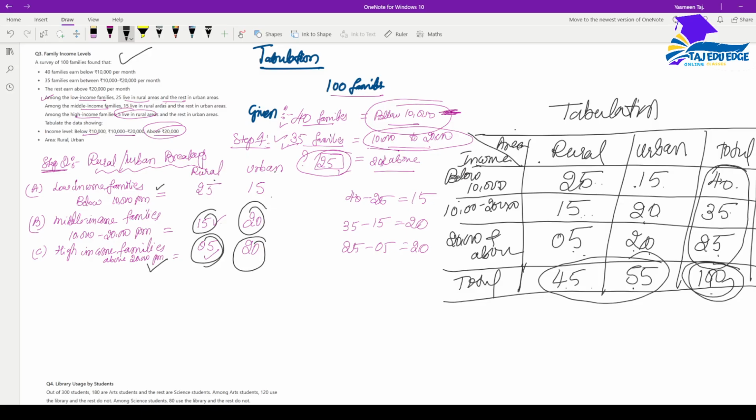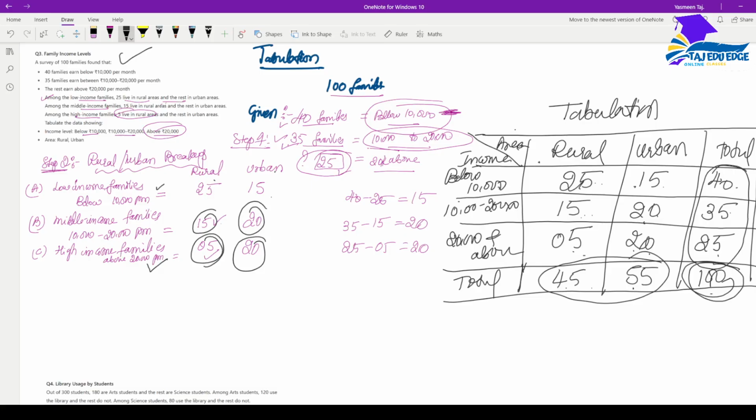So this is about the family income levels. I hope that you have understood this question and the solution properly and solve it step by step. Don't be overconfident that you can do it quickly. You don't need to save a lot of time. What is important is that you get 5 out of 5. For that you need to spend at least 5 minutes. Once you practice 10-15 questions of similar type, you will become an expert in that. In the examination, within 3 to 5 minutes you will solve it.